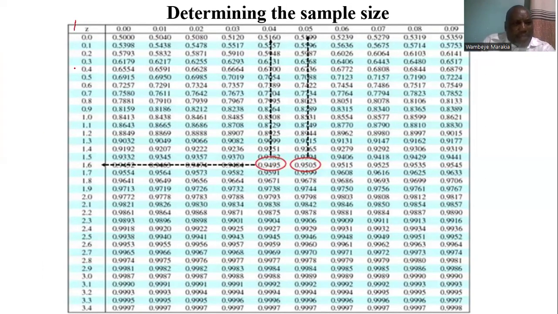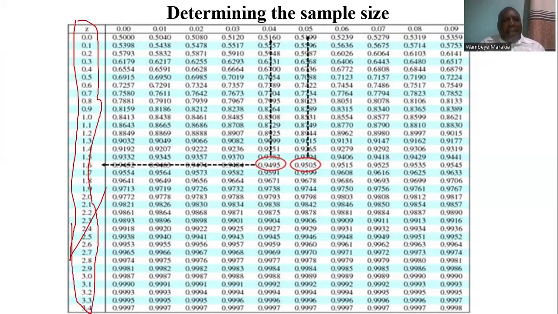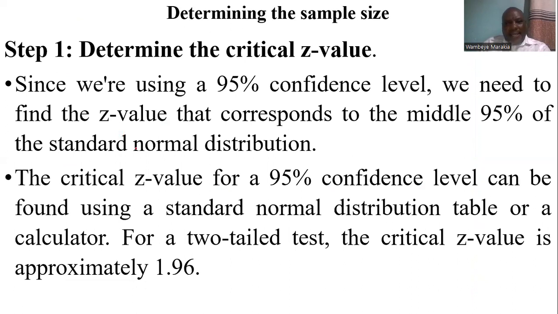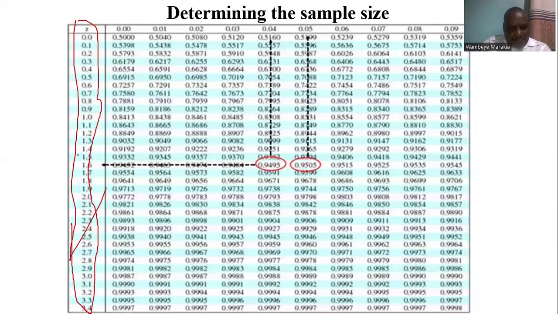You see, you have been given the Z values on this side. And on this side, we have the margin of error. So we're going to look at 1.6. What are the values corresponding at margin of error of 0.05? You find that it's 0.9505.